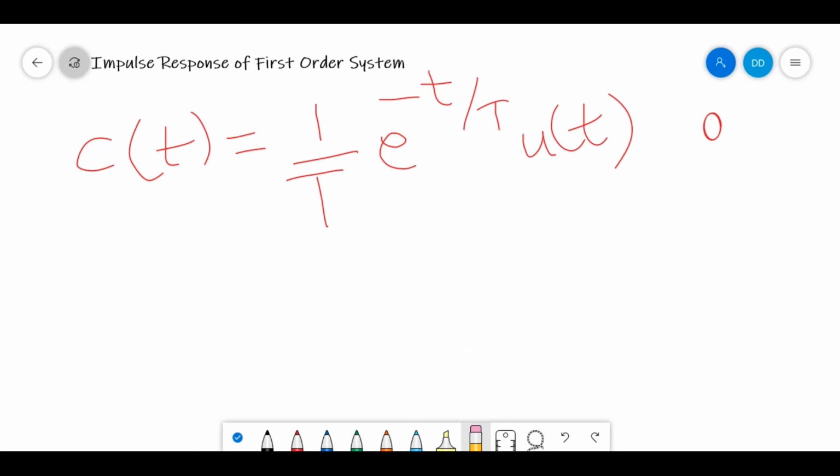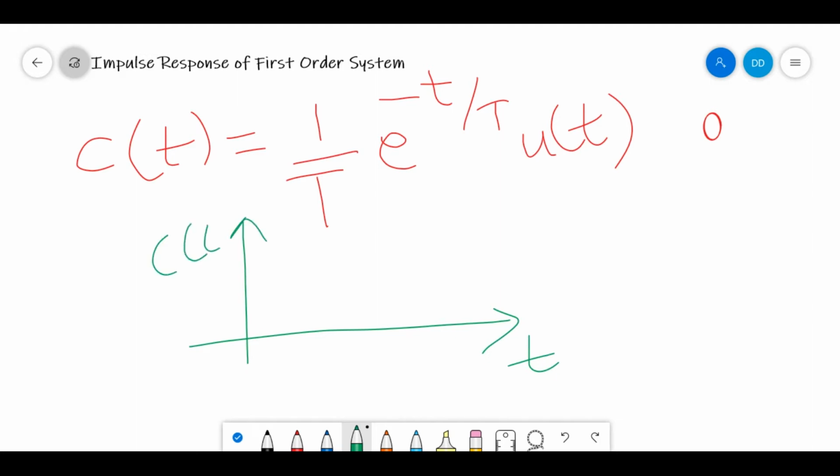If we plot the response, we get t on the x-axis and C of t on the y-axis. We get an exponentially decaying signal for all positive values of t. The magnitude is 1 by t. We can see that as time increases, the response decays. So this is a stable response. So a first order system applied with the unit impulse signal is a stable system.